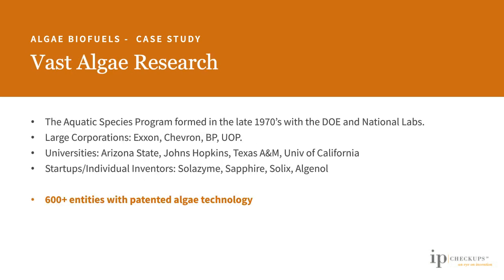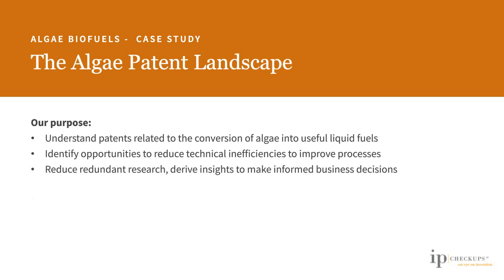A wealth of research has been performed by large corporations such as UOP, ExxonMobil, and BP, along with universities and a host of small startups. In all, about 600 entities worked on this technology, and a large percentage have also sought patent protection for their novel ideas. For this case study, over 2,000 worldwide patent publications were selected for analysis. The purpose of this case study was to review patents related to the conversion of algae into useful liquid fuels.